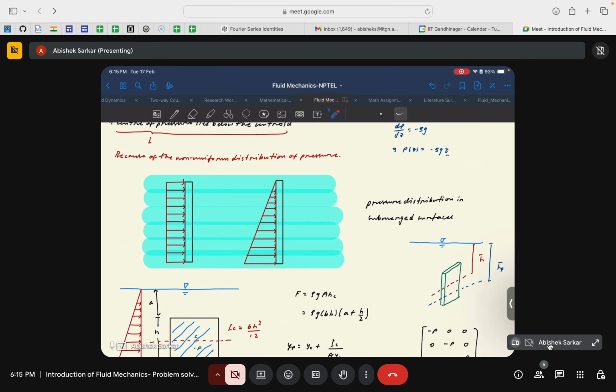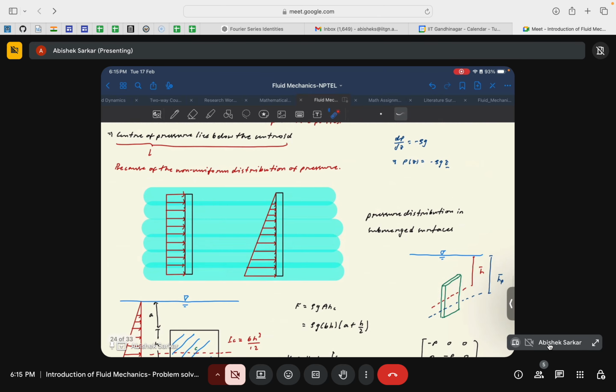But since we know from the hydrostatic law, if you remember, that dp by dz is equal to rho g, the pressure varies along the height across the depth of the fluid. So we'll see that the pressure actually increases as the depth increases.